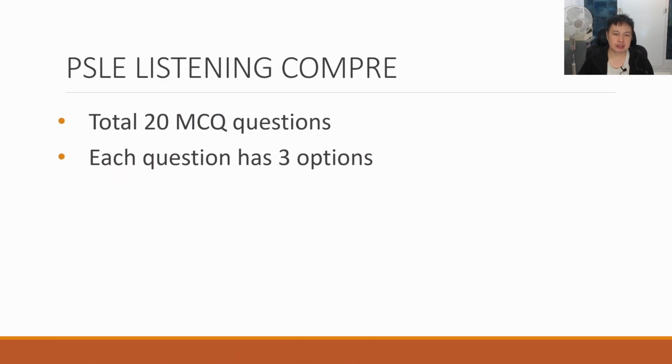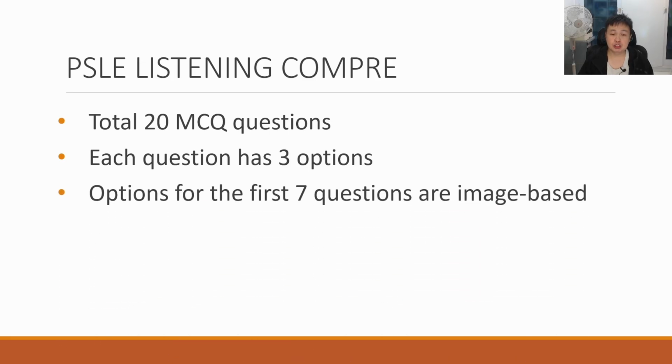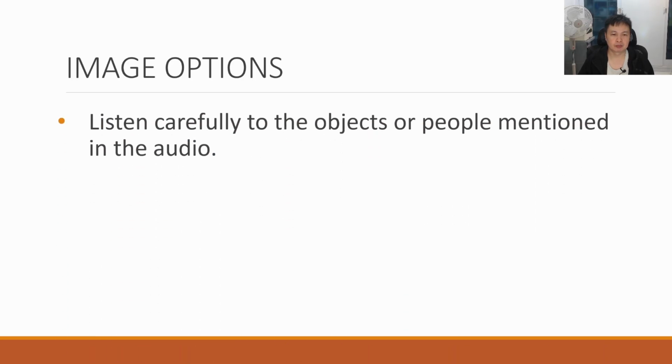Okay, so out of the 20 questions, each of the questions has got 3 options. And options for the first 7 questions are image-based. In other words, options 1, 2, 3 are all images, all pictures. And the rest are text-based. Let's start talking about the image options first.